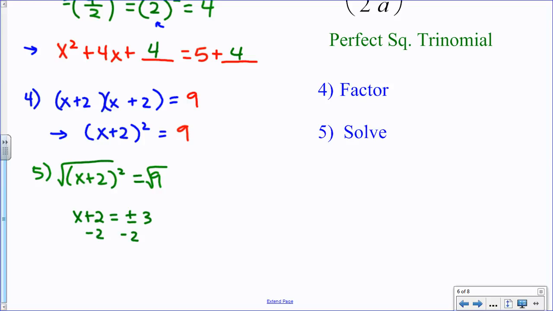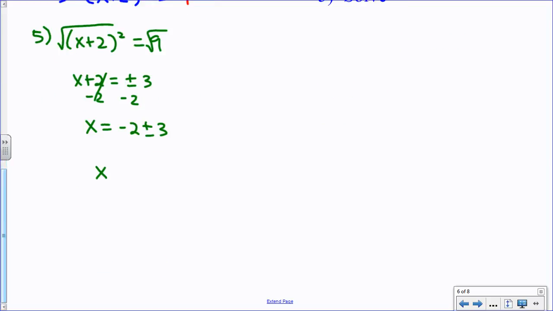Subtract 2, x equals negative 2 plus or minus 3. Well, this is not a radical, so you can actually simplify this and give me the 2 answers. It's still exact answers. So negative 2 plus 3 is 1. Negative 2 minus 3 is negative 5. So if you could simplify that, negative 2 plus or minus 3, simplify it. Any questions?